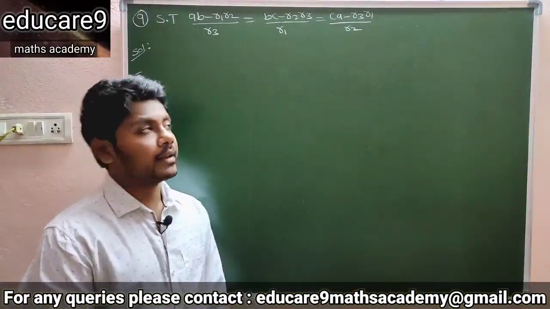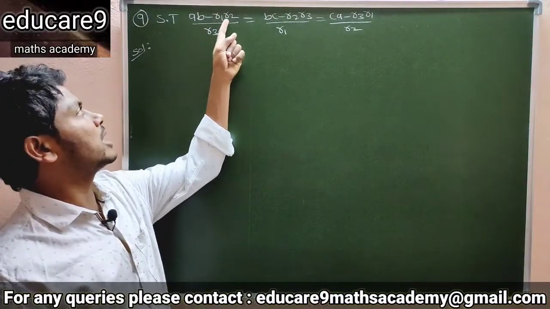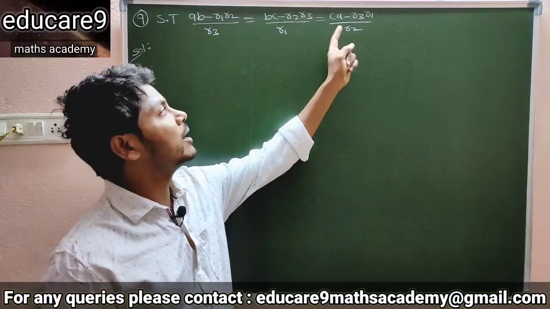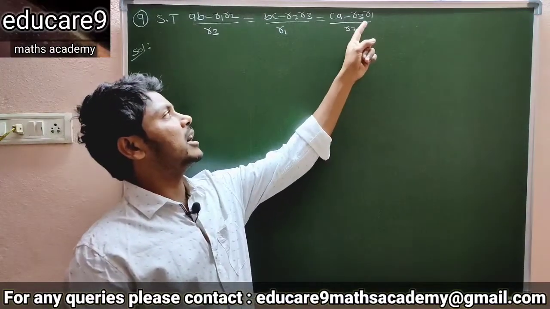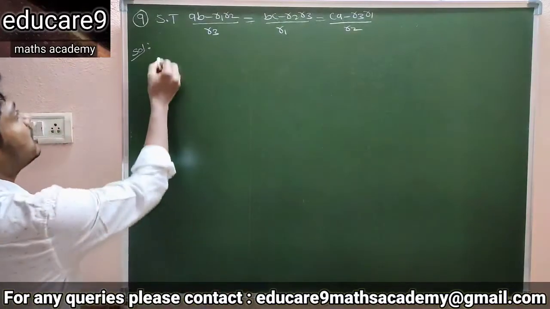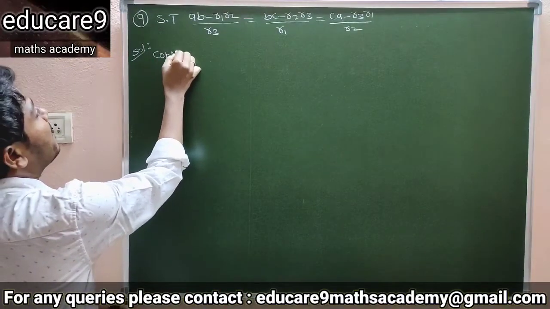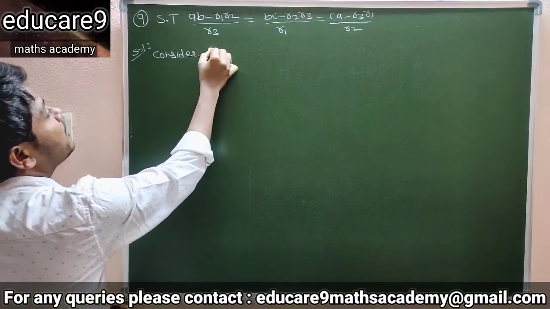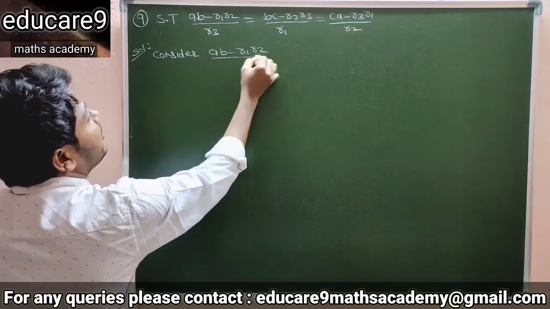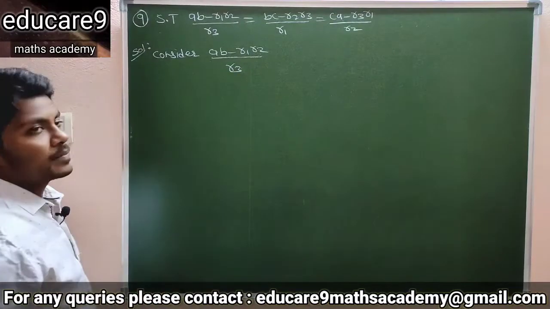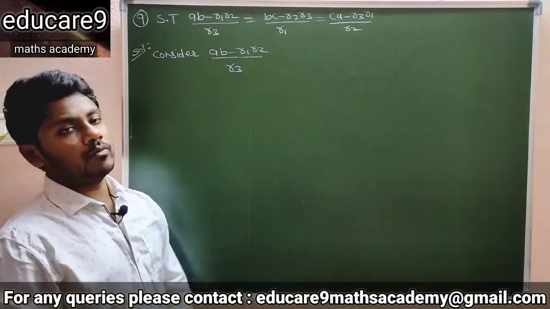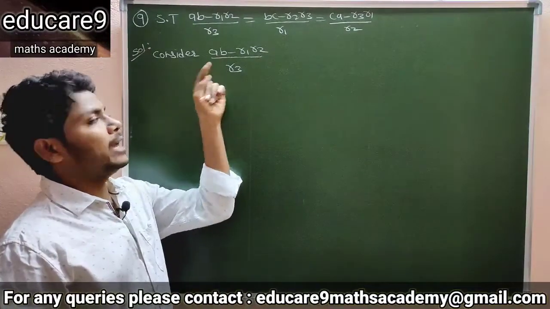So see the next one. Show that (ab minus r1 r2) by r3 is equal to (bc minus r2 r3) by r1 and (ca minus r3 r1) by r2. These three terms are equal. So here first consider (ab minus r1 r2) divided by r3. So clearly here we have to apply the sine rule for a and b.